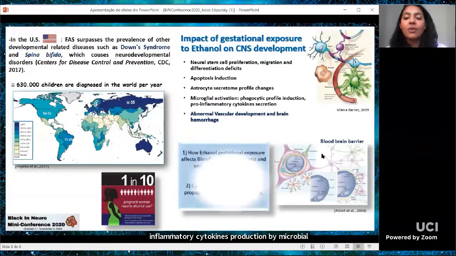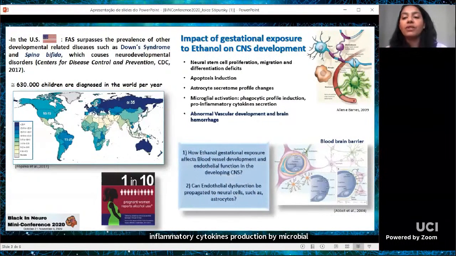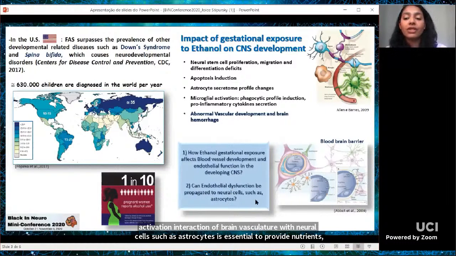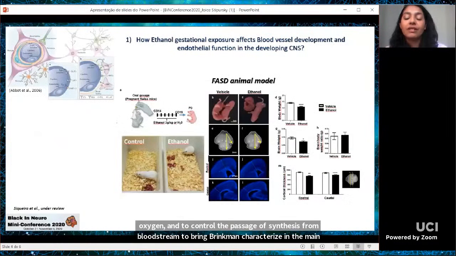In this context, we asked, how does gestational exposure to ethanol affect blood vessel development and endothelial function in the developing CNS, and also whether endothelial dysfunction could be propagated to neural cells, such as astrocytes.